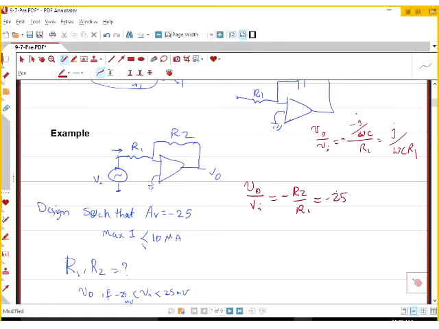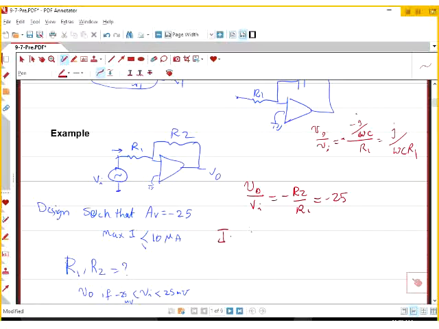Okay. Can I pick any R1 or R2 to satisfy this equation? Yes? Any R1, any R2. So what is my limitation? Why can I not pick any number? Yeah, excellent. So max current has to be less than 10 microamp.